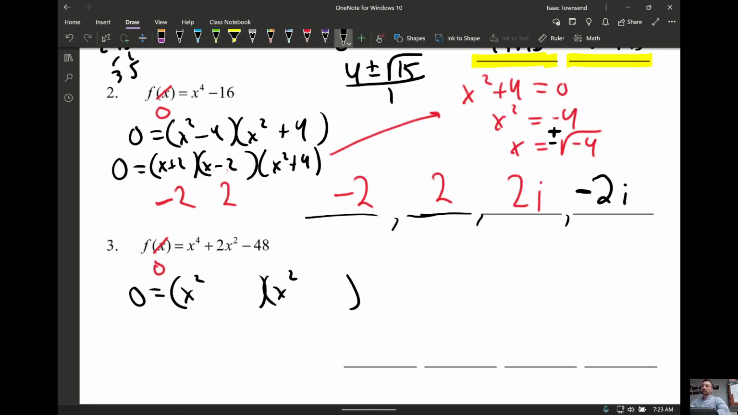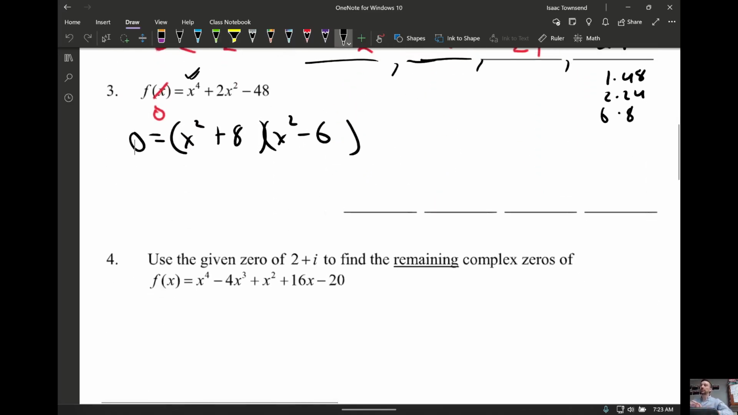But let's see if I can get it with guess and check. X squared times x squared gives me x to the 4th. 48. It'll be like a +8 and a -6, which multiplies to -48. And if you FOIL that, you do get 2x squared. So that's how that factors. Again, feel free to slow down and do product sum. Product sum always works out fine.